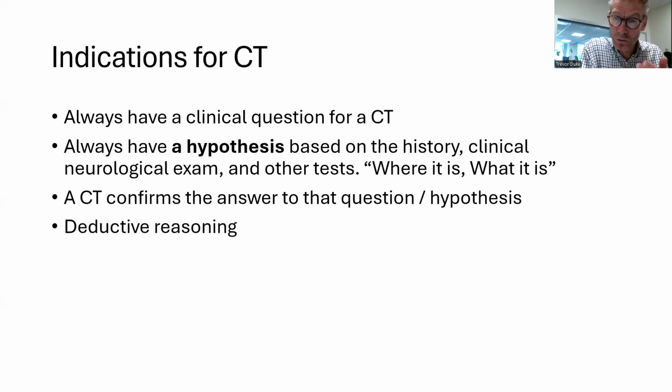Radiologists who have to report CTs want you to come with a clear clinical question, and always have a hypothesis based on the history and the clinical examination and other tests that enable you to make an assessment of where the lesion is likely to be and what it might be. And then you can do a CT to find out if your clinical suspicion is supported by the CT scan. The CT confirms the answer to the clinical question or the hypothesis, and then you use deductive reasoning to put all of that information together to make a diagnosis or to assess other things like the prognosis of the patient, etc.